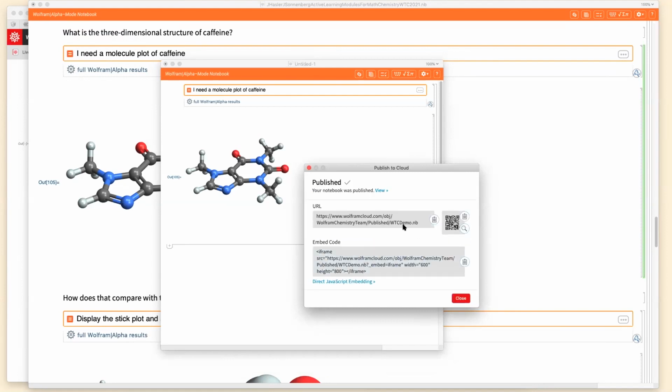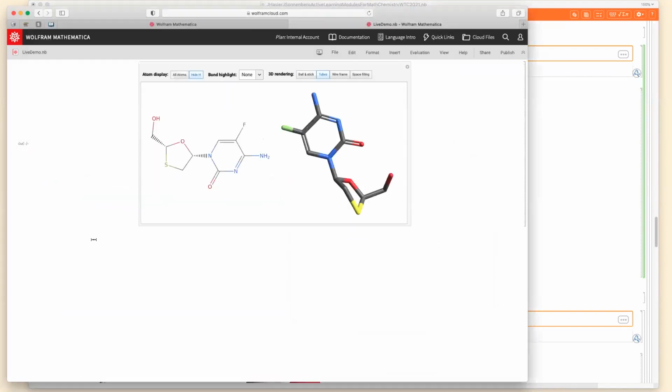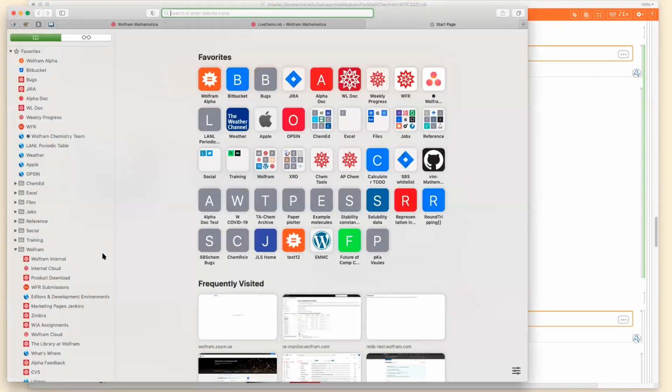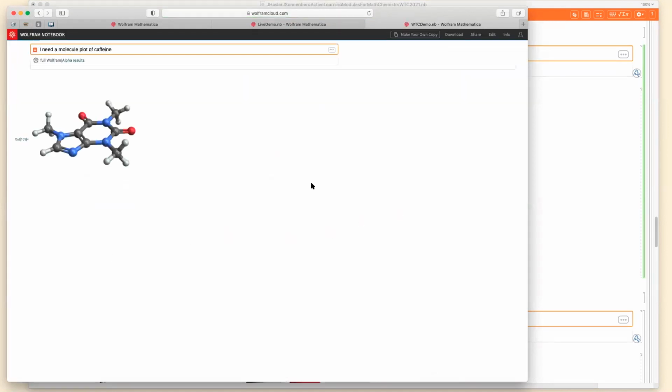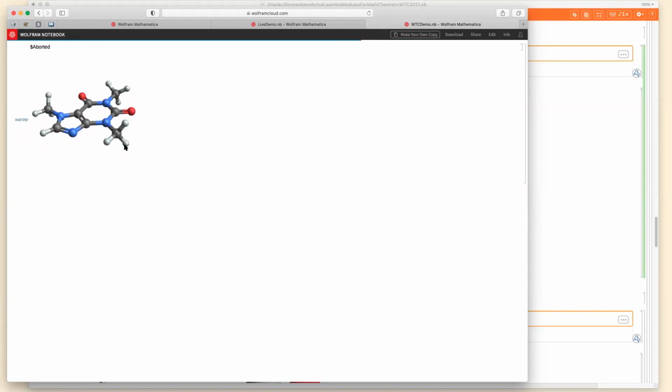And while it thinks, I'm going to copy the URL. And now I can go over into a new tab in my notebook and bring up the cloud version of this, which your students can pull up on any of their mobile devices or their laptop at home, and immediately start. Lovely. For some reason, the loading took a moment.